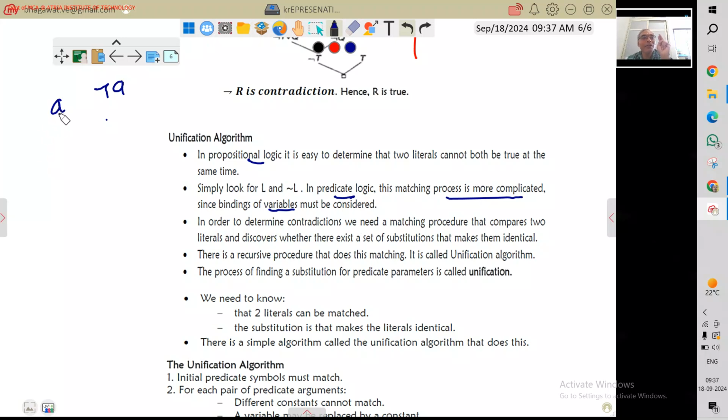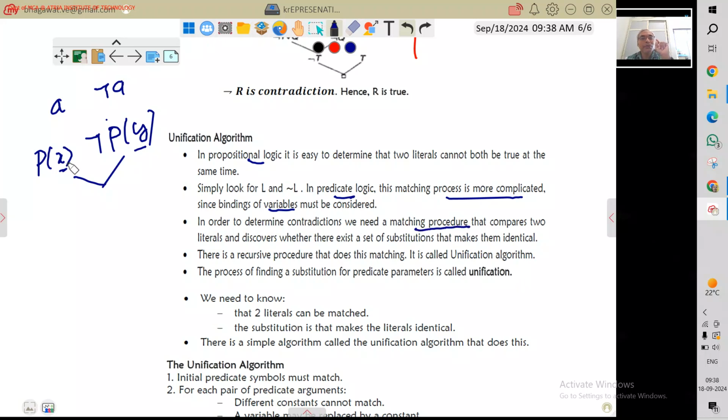It is not just like we have A and negation A, so both can cancel and we resolve two clauses. Suppose in predicate logic we have one predicate P of X and the other predicate negation P of Y. Here we have P and negation P, but inside, the variables are different, X and Y. You cannot directly resolve it or cancel this, because one is X and one is Y. When we talk about predicate logic, the matching process becomes very complicated because it is bound with variables. So in order to determine the contradiction, we need a matching procedure.